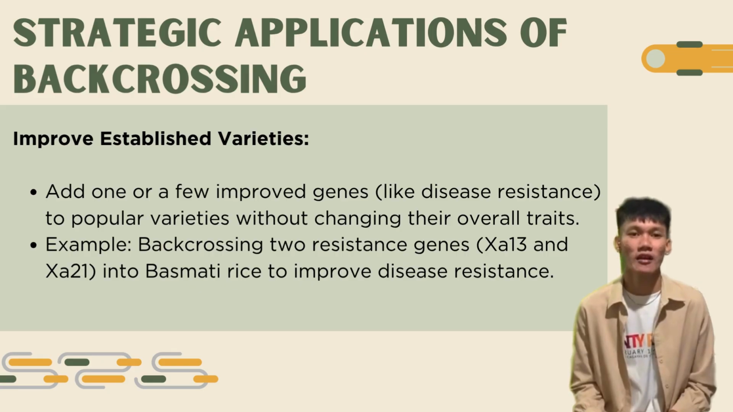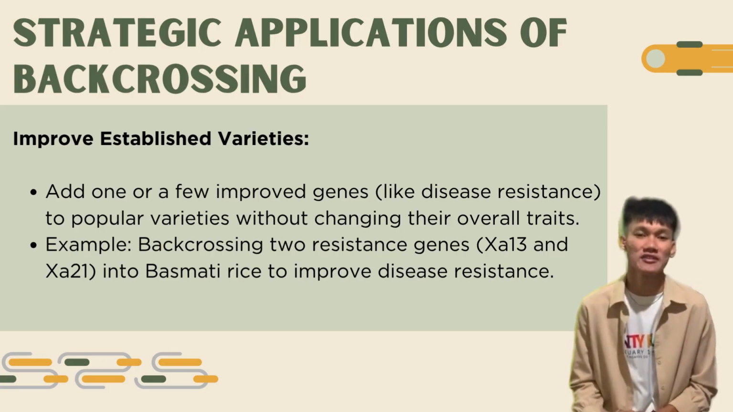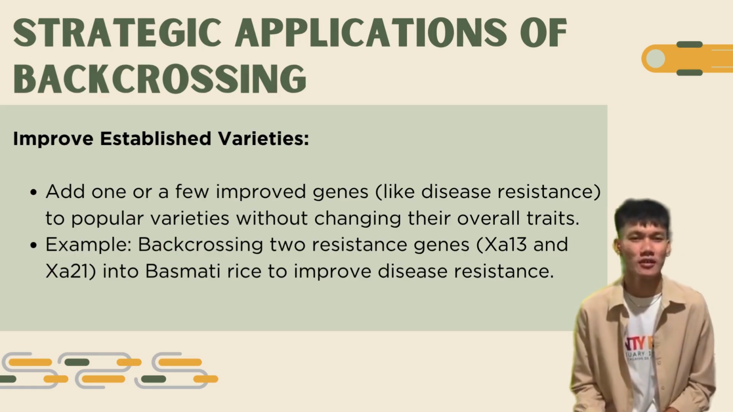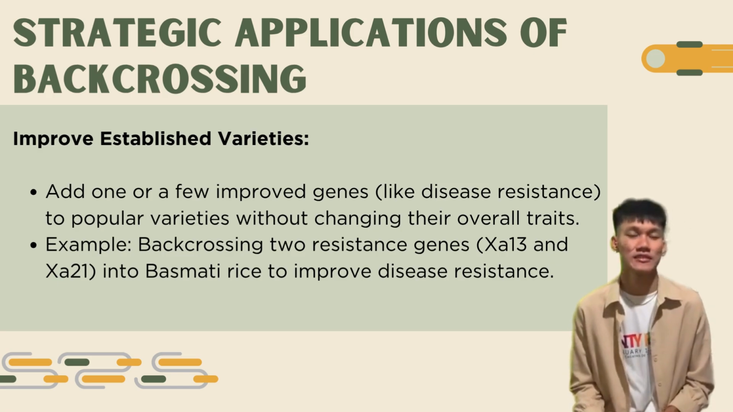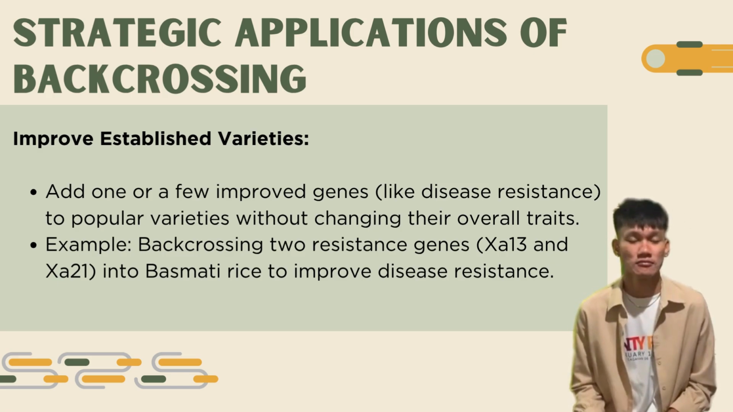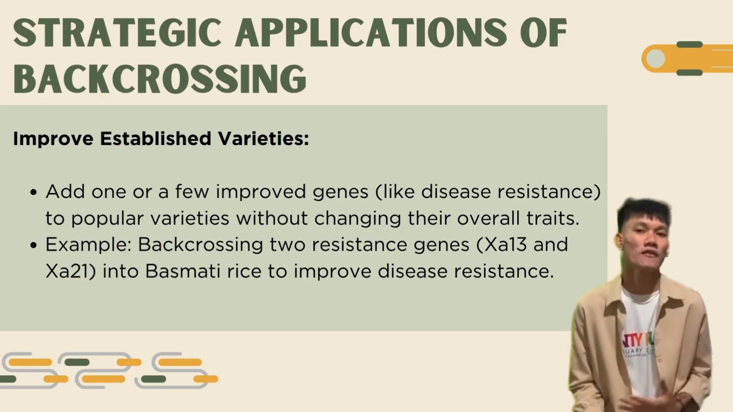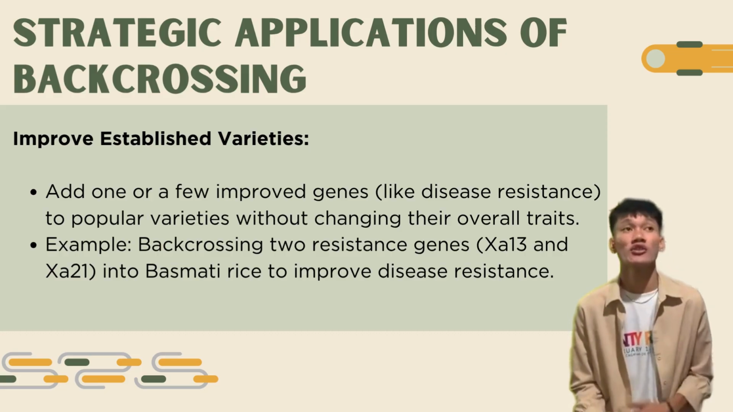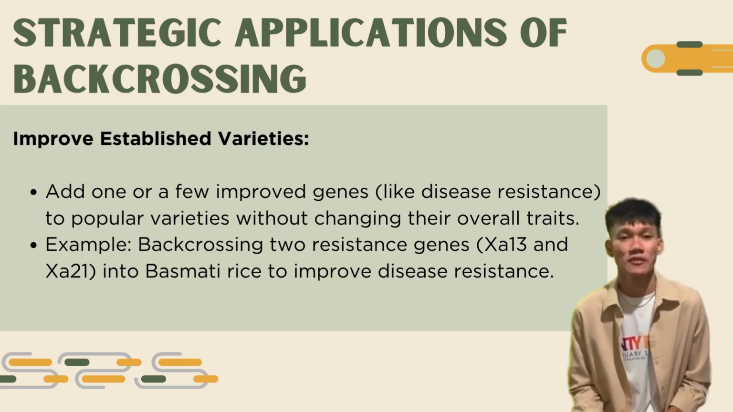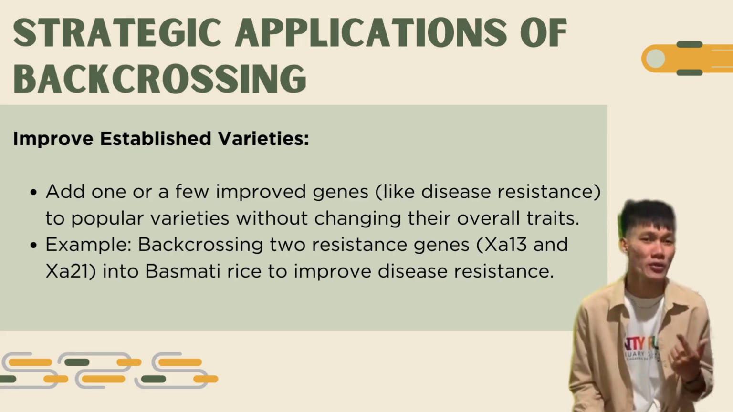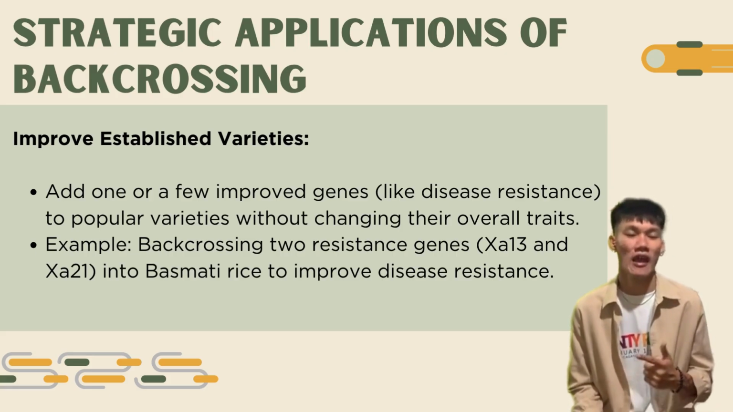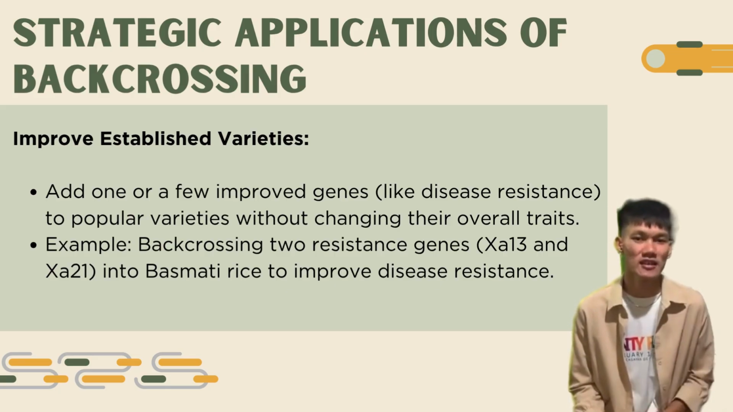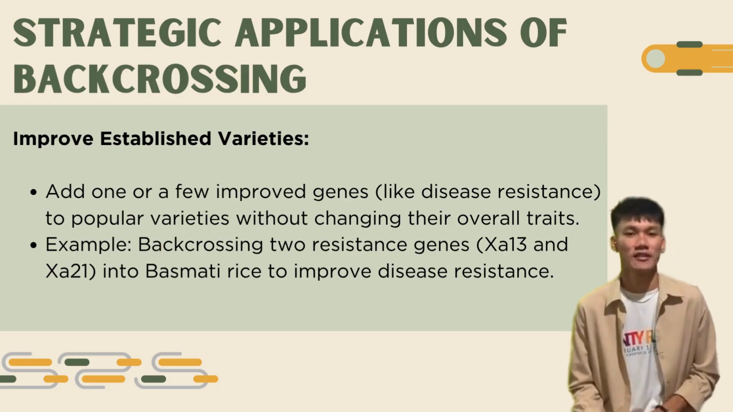So there's an example for the improved established varieties. The example is backcrossing two resistance genes, XA13 and XA21, selecting the parent plant Basmati rice as a high-yielding rice.